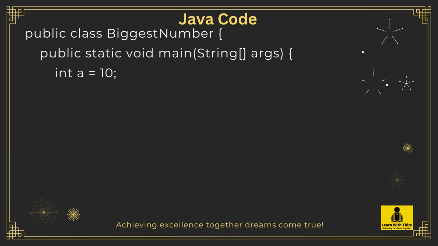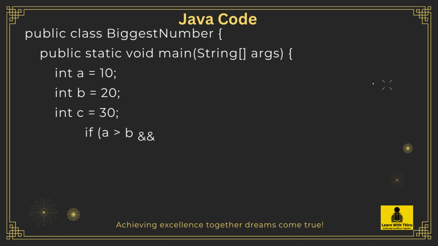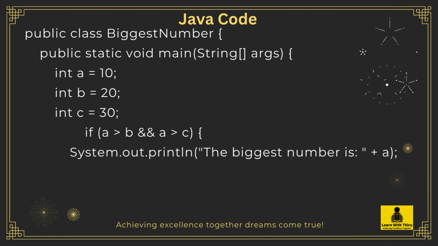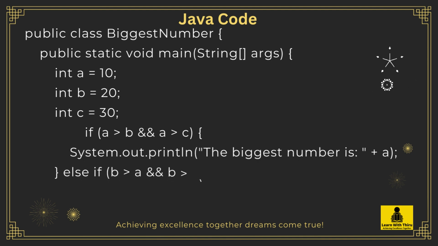Java code. Public class BiggestNumber. Public static void main(String[] args). Int a equals 10. Int b equals 20. Int c equals 30. If a greater than b and a greater than c.